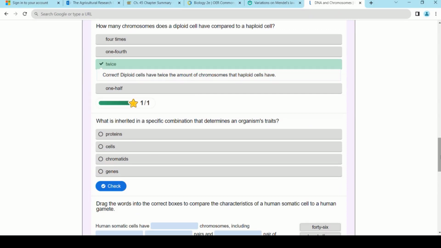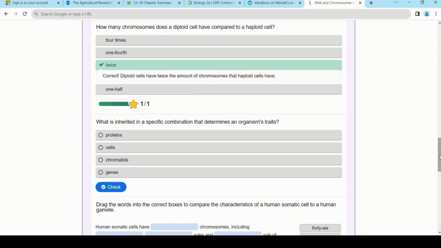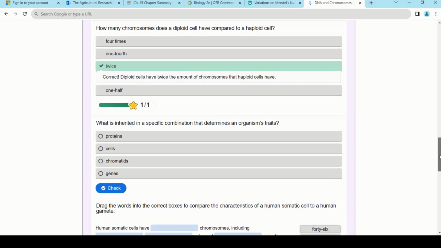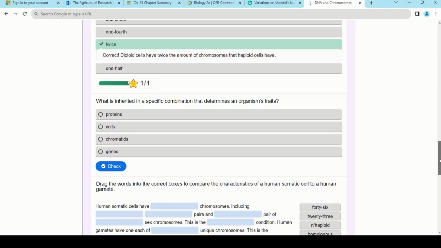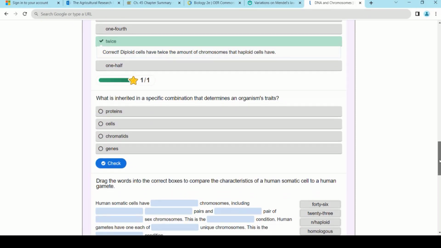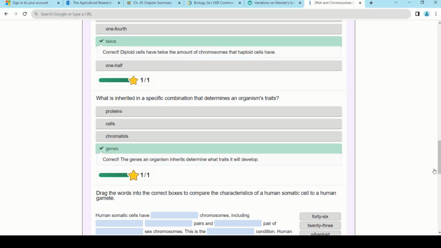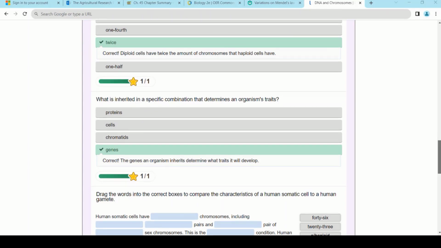What is inherited in a specific combination that determines the organism's traits? Is it A, proteins? B, cells? C, chromatids? D, genes? What is it? What is being inherited? Somebody said D, which is genes. I think I agree. It is D. Thank you. Well done.